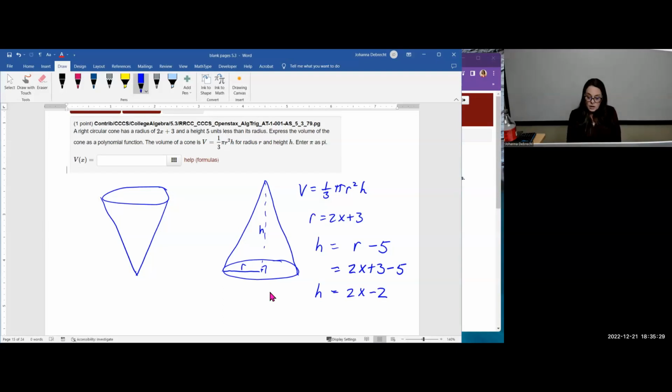Now I'm ready to put it all together. So I've got my volume equals 1/3 pi times 2x plus 3, that's the radius, squared, times the height, which is 2x minus 2. And that should give us the volume of the cone in terms of x.